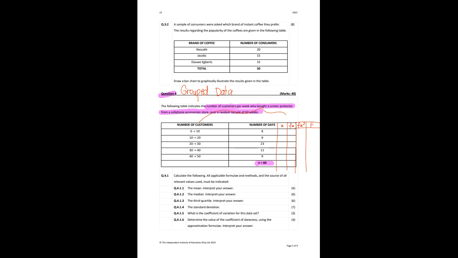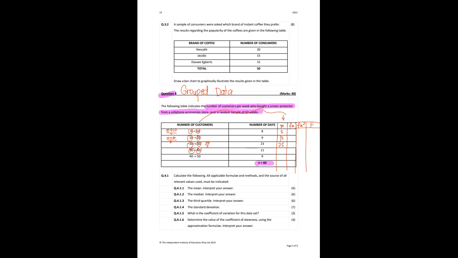The first one is your midpoint. Your midpoint is calculated by taking the values in your interval, adding them and dividing by 2. For example, the first one, 0 plus 10 is 10 divided by 2, and that would be 5. Then 10 plus 20 is 30 divided by 2 is 15. Then 20 plus 30 is 50 divided by 2. That's 25. And then 30 plus 40 divided by 2, 40 plus 50 divided by 2, and you'll continue like that.